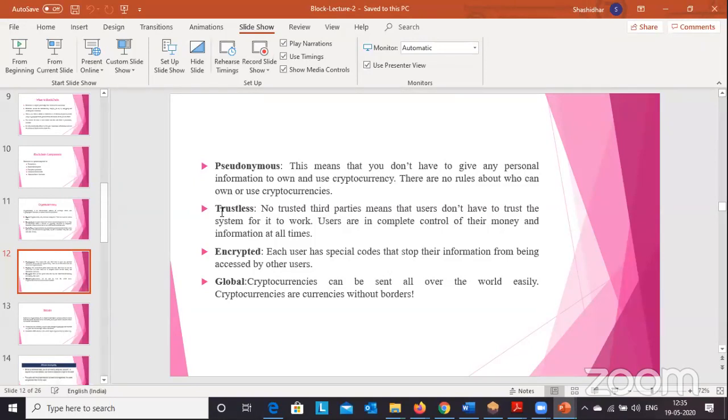Then one more property, trustless. Here, no trusted third parties means that users do not have to trust the system for it to work. So users are in complete control of their money. So that is trustless. Then cryptocurrencies are encrypted, which provides high security and transparency that we have discussed. And cryptocurrencies are global. They can be sent all over the world. Cryptocurrencies are currencies without any border. So these are the features that make cryptocurrencies very popular.